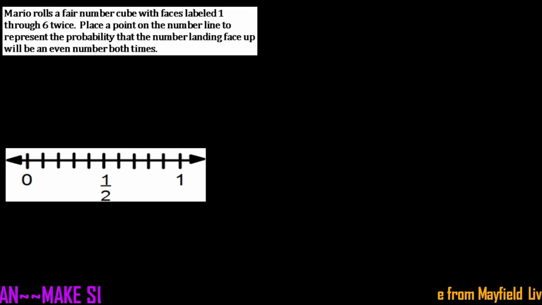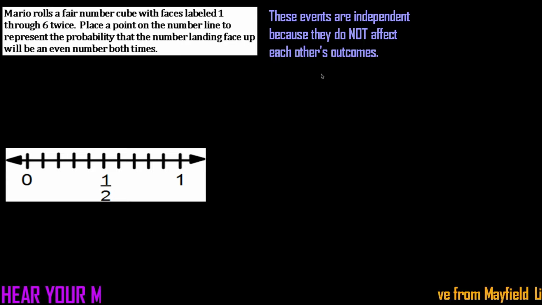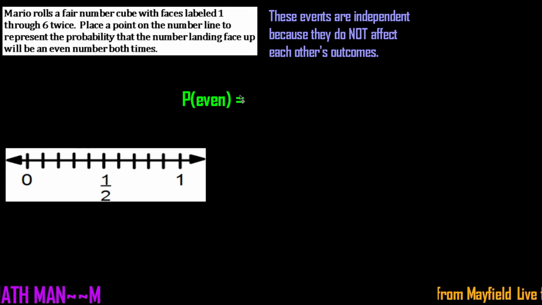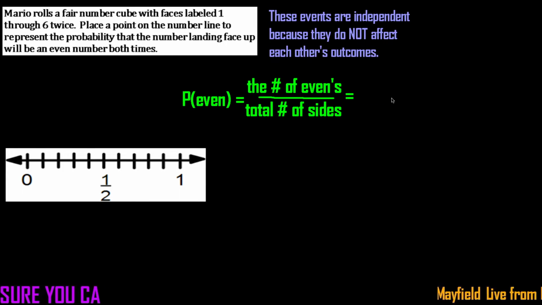independent or dependent? And just like the previous warm-up that we had, we said that these events are independent because they do not affect each other's outcomes. Meaning when I roll a die twice, it's not going to change. I don't lose a side. It has the same probability both times. So when I am looking for the probability of rolling and landing on an even number, I can say, again, it's going to be the number of even numbers divided by the total number of sides.